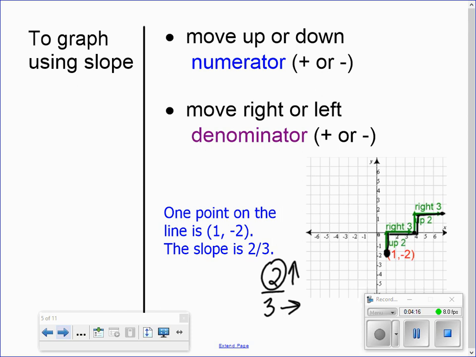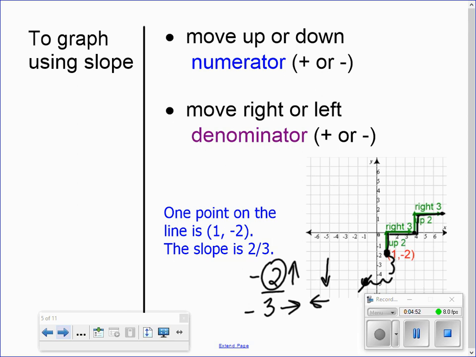Now, if we wanted to go the other direction, if we wanted to get points that were before (1, negative 2), then we would just do the exact opposite, which would be to go down and to the left. That would be saying negative 2 over negative 3, which we know a negative over a negative is a positive. So 2/3 and negative 2 over negative 3 are the same thing. So this would be going down 2 and left 3. So down 2, 1, 2, left 3, 1, 2, 3, which would put us at negative 1.